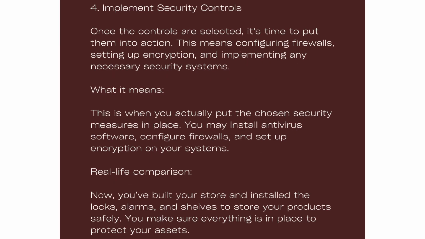And our fourth process is implementing security controls. Once the controls are selected, it's time to put them into action. This means configuring firewalls, setting up encryption, and implementing any necessary security systems. What this means is that this is when you actually put the chosen security measures in place. You may install antivirus software, configure firewalls, and set up encryption on your systems.